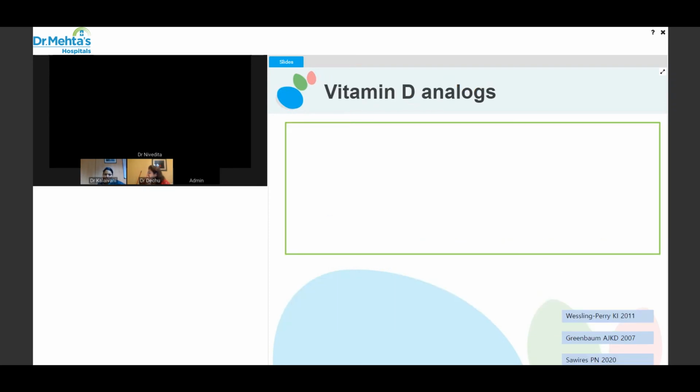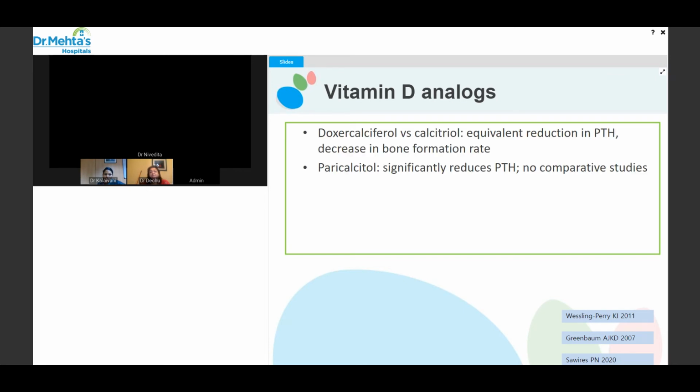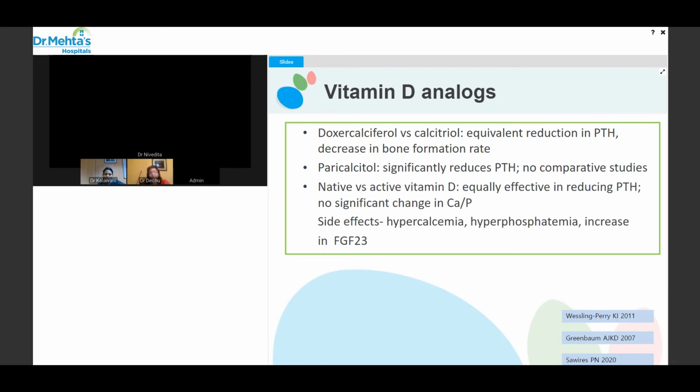Coming to the vitamin D analogs that have been studied in children, doxercalciferol and paricalcitol are the two major drugs which have been compared to calcitriol and are found to have an equivalent reduction in PTH. A few studies which looked at native versus active vitamin D showed that both are equally effective in reducing PTH. However, in general, vitamin D analogs are at risk of causing hypercalcemia, hyperphosphatemia, and an increase in FGF23, all of which are undesirable side effects in a child with mineral bone disorder.